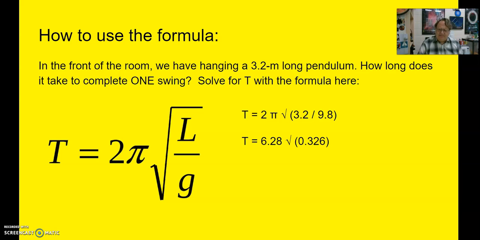So, math. 2 times pi is equal to 6.28. That's 2 times 3.14. And then you get the square root of, well, what's 3.2 divided by 9.8? That works out to be about 0.326. Then 6.28 times the square root of 0.326, that's when you have to do it on a calculator, and you end up with 6.28 times 0.57, and then when you work that out, you get 3.59 seconds, about 3.6 seconds. And sure enough, that is almost exactly what we come up with when we do it experimentally in the classroom.